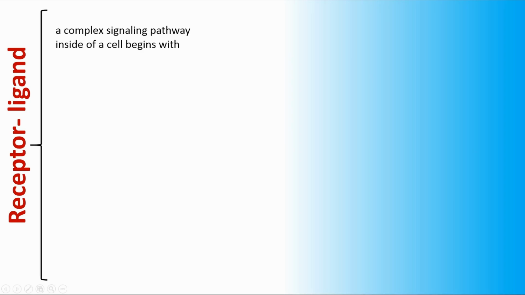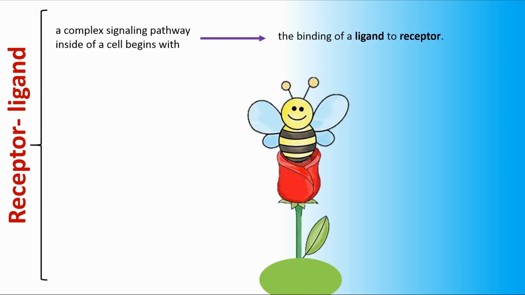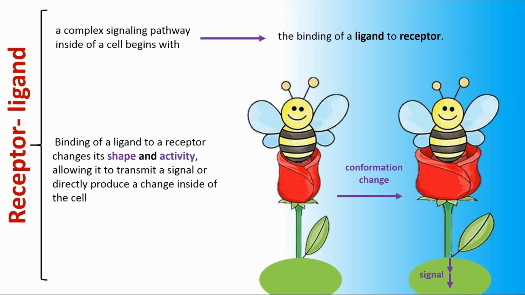Receptor ligand. A complex signaling pathway inside of the cell begins with the binding of a ligand to receptor. Binding of a ligand to the receptor changes its shape and activity, allowing it to transmit a signal or directly produce a change inside of the cell.